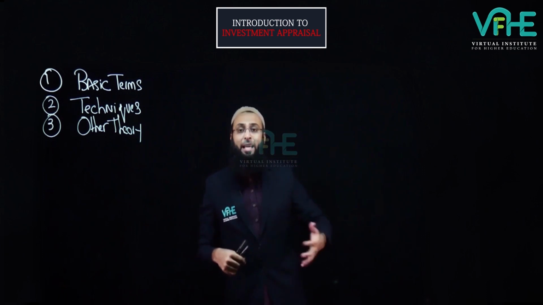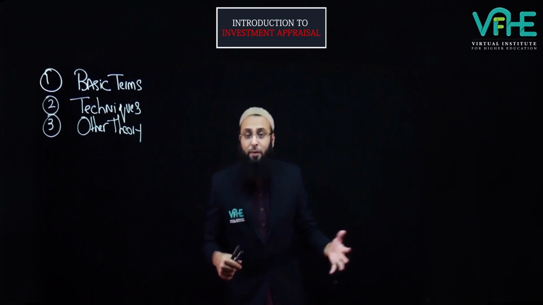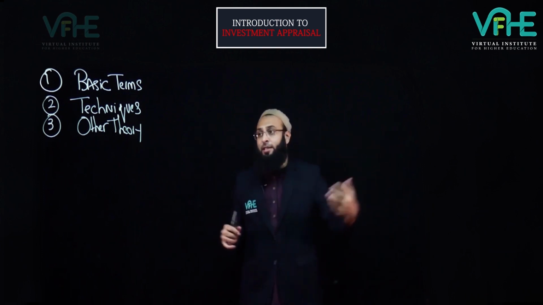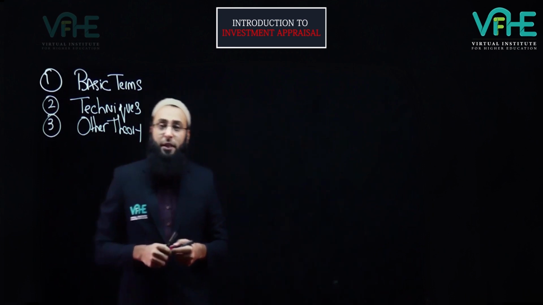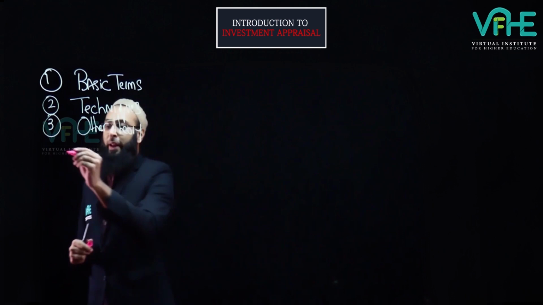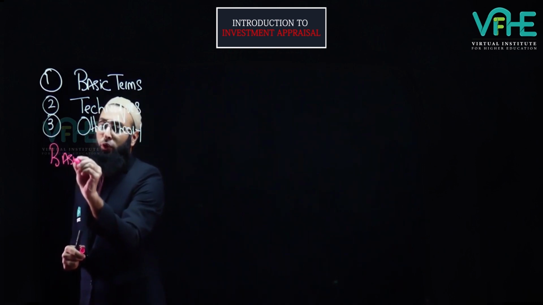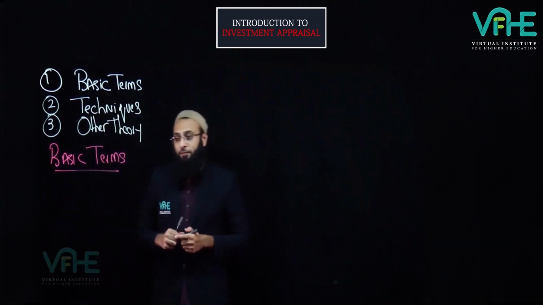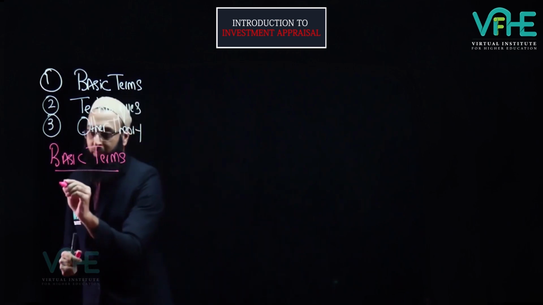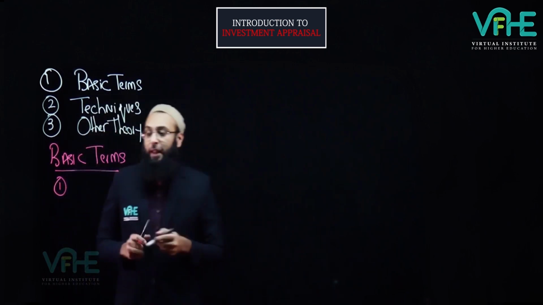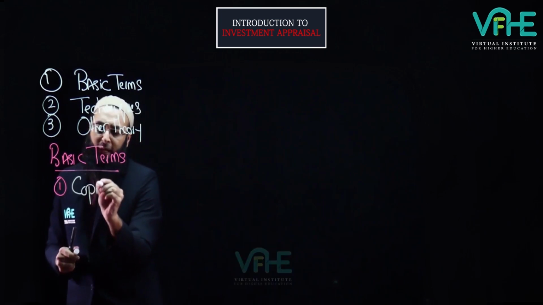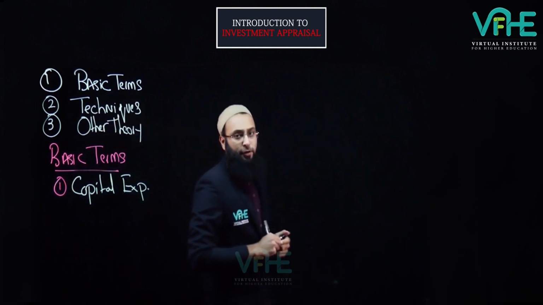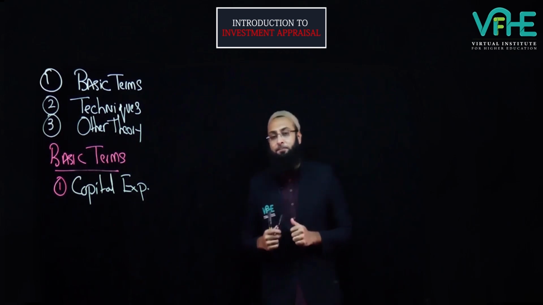And this is what my teaching methodology will be every time. I'll tell you the important areas that you have to cover in each and every respective topic or section. So basic terms is what I am starting from first. Now, when I say basic terms, there are three things that we need to understand here. The first basic term is known as capital expenditure. I'm sure people are pretty much aware of what is capital expenditure. Now, can you think what is capital expenditure?